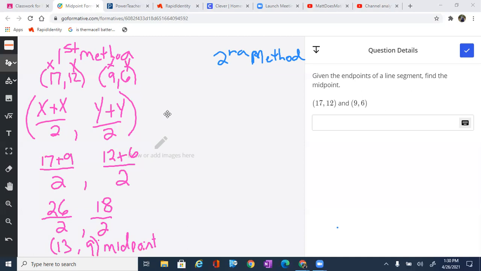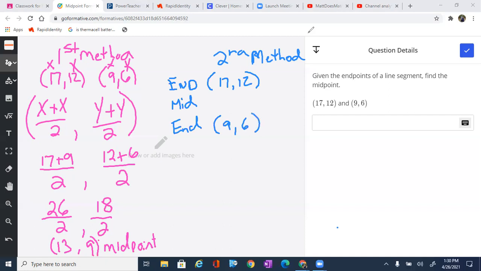Now, there is one more method that people like to use, and some of you may have already used it before. We start with what we say is the end point, then we write down what we think is going to be the mid, and then we write down our end. Now we know we are looking for the mid, so I'm going to leave it. Our first point is (17, 12), and then our last endpoint is (9, 6).